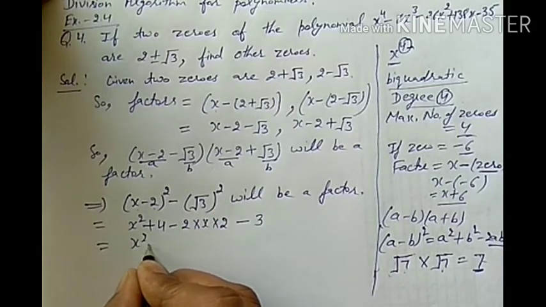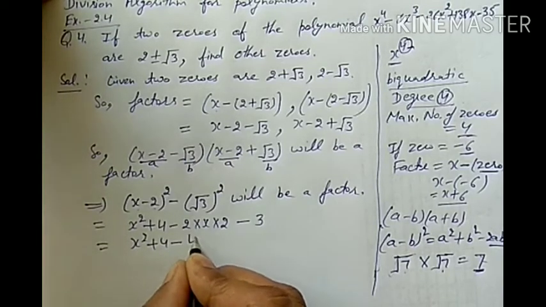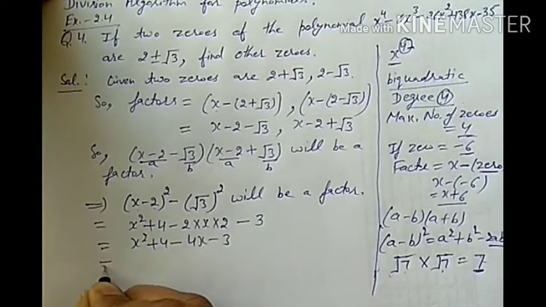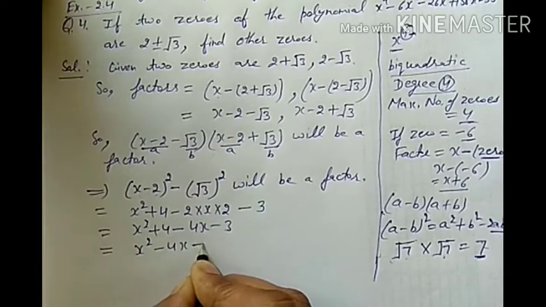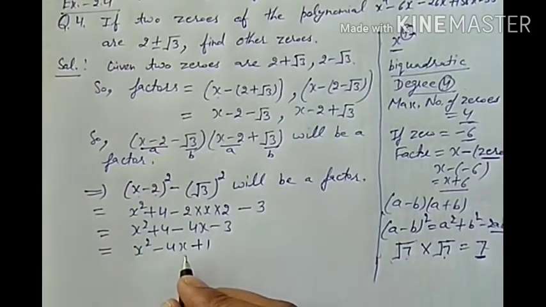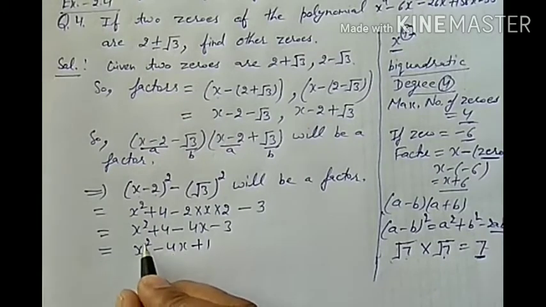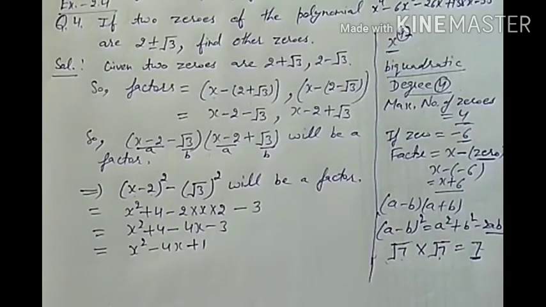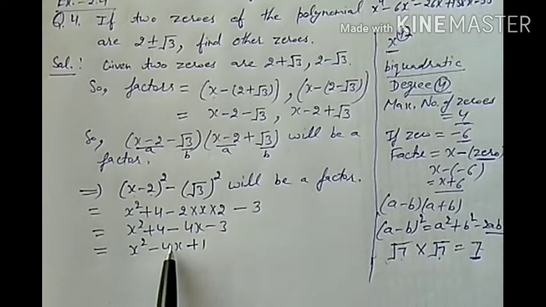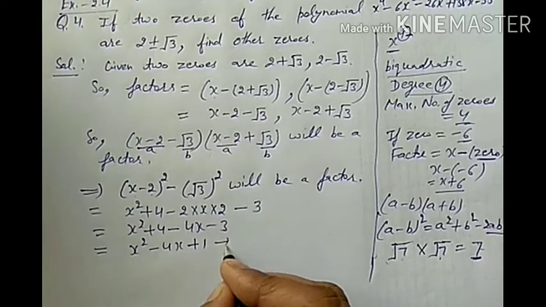X square plus 4 minus 4x minus 3. We can write it x square minus 4x plus 1, in standard form, powers in descending order. So this is our factor.